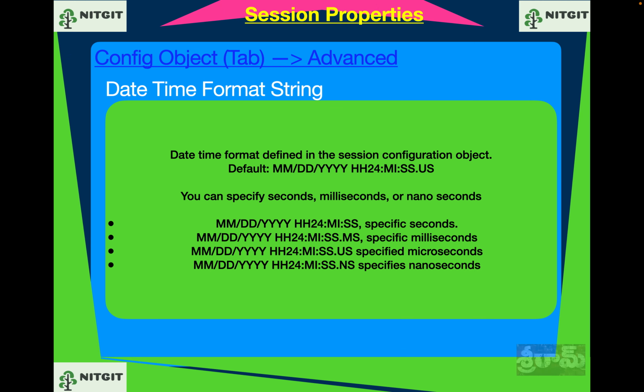Date time format string. We will never change this one, but these are the options we can decide which one you want to see. Datetime format defined in the session configuration object. Default is YYYY and HH full time format. You can also specify seconds, milliseconds, and nanoseconds if you want or if you have any requirement. This is usually used in the session log for the details of the times that have been captured. So we don't generally touch this one, but it is good to know that we have multiple options here.